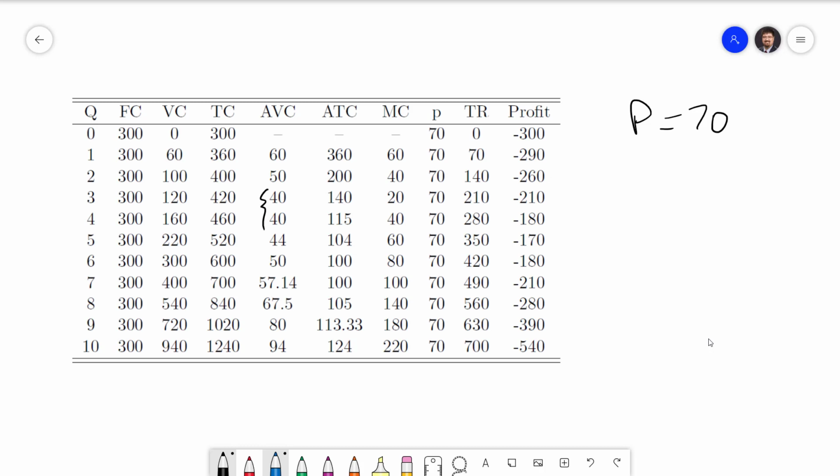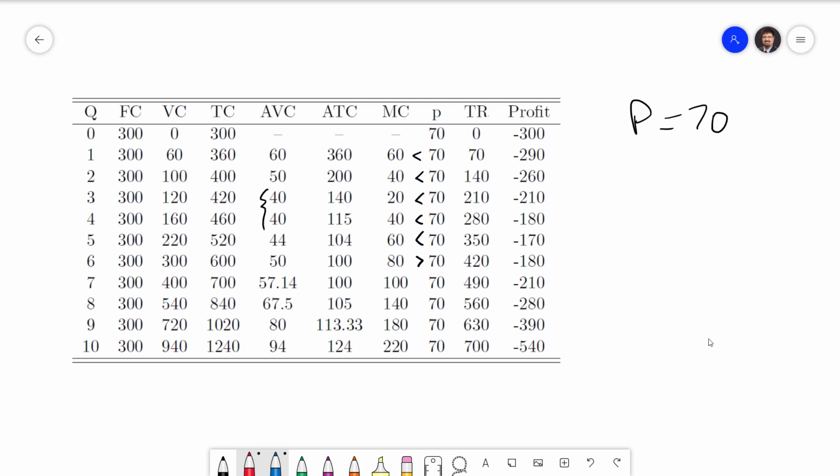After we determine that we should not shut down, we should then go about our normal process of comparing marginal cost and price. We can see that the price is greater than the marginal cost up to the 5th unit. If we go to the 6th unit, marginal cost is 80 compared to the price of 70, so we would lose a profit of 10 on that unit.